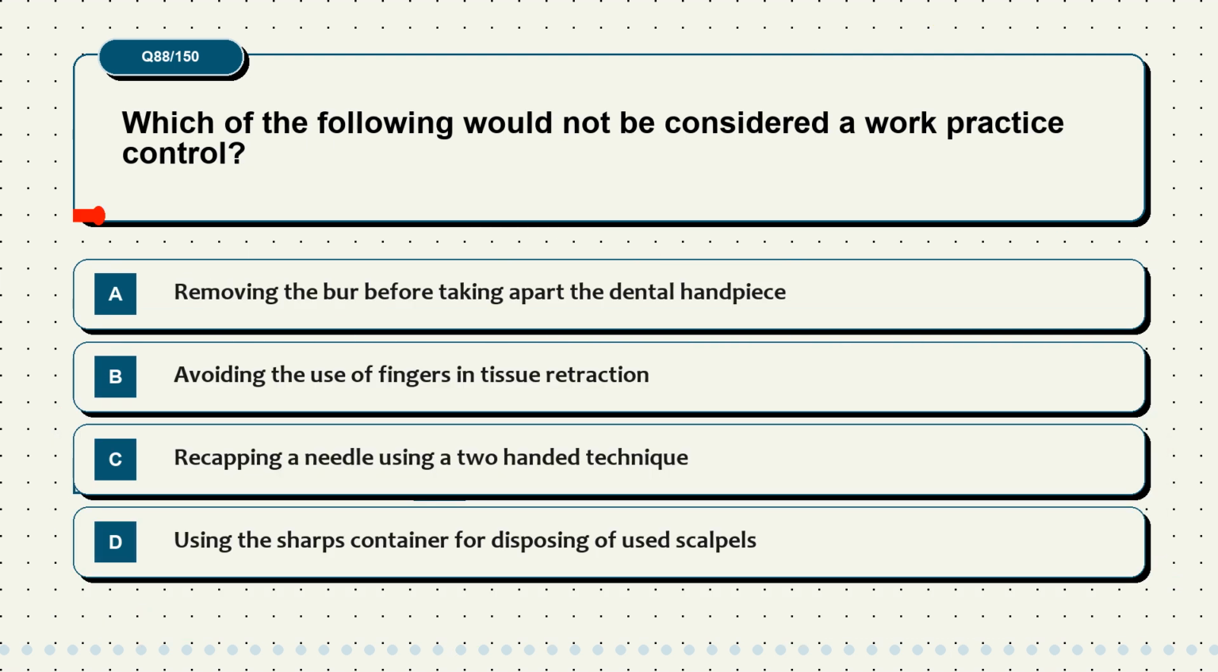Question 88. Which of the following would not be considered a work practice control? Here are the options. Option A. Removing the burr before taking apart the dental handpiece. Option B. Avoiding the use of fingers in tissue retraction. Option C. Recapping a needle using a two-handed technique. Option D. Using the sharps container for disposing of used scalpels.